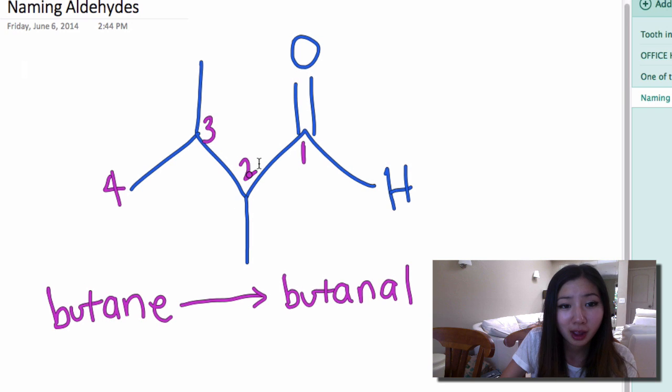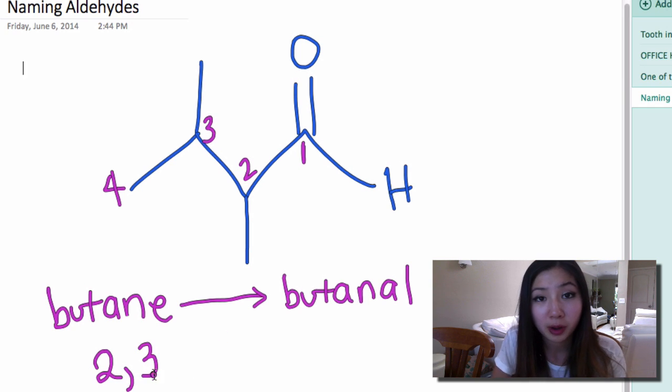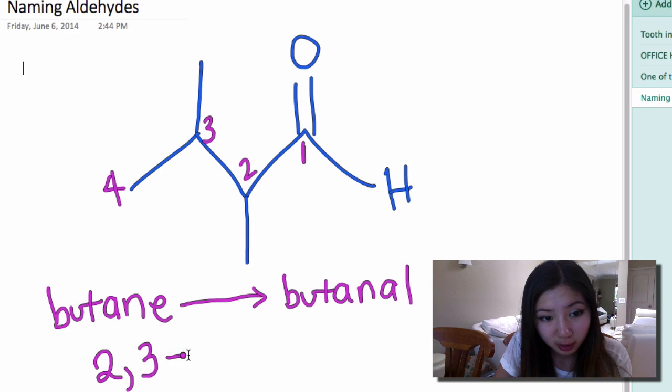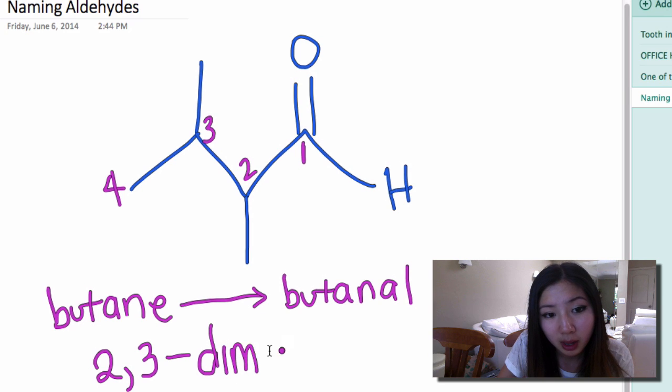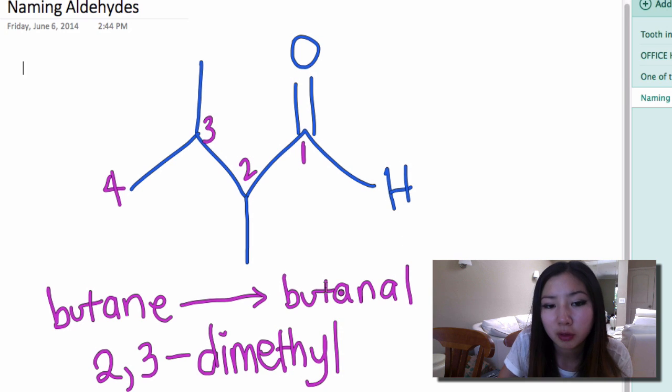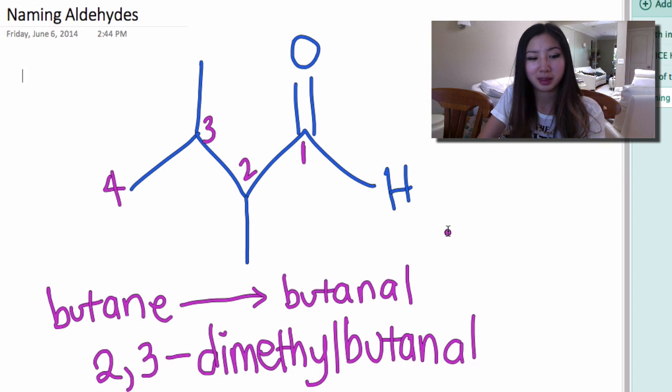And so to do that, we know that there's a methyl group at 2, and we also know there's a methyl group at 3. And so we can do 2, 3, and you'd separate words from numbers with a dash. So that's what I'm doing there. And we would say 2,3, since there's 2 methyl groups, it's 2,3-dimethyl, and then you can say butanal. And there we go. That's how you would name this kind of aldehyde.